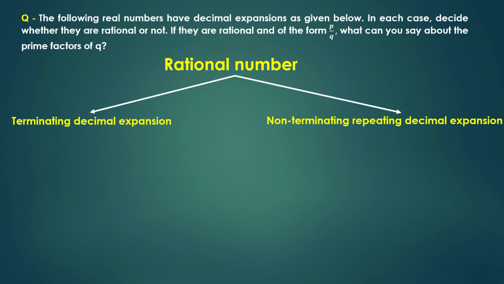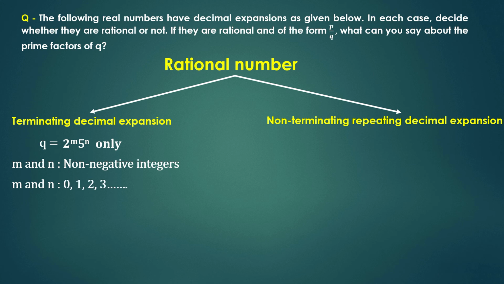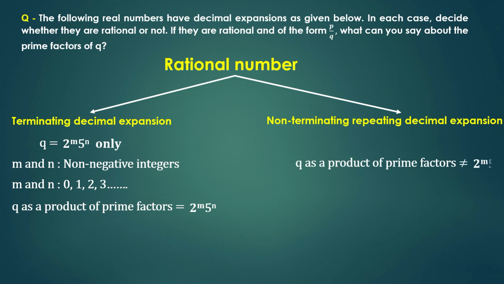In a rational number of the form p by q, a terminating decimal expansion has q in the form 2 to the power m into 5 to the power n only, which means it contains either the prime factors 2 or 5. Here, m and n are non-negative integers, which means m and n can take the values 0, 1, 2, 3 and so on. We can say that q as a product of its prime factors can be represented as 2 to the power m into 5 to the power n, whereas in a non-terminating repeating decimal expansion, q cannot be expressed in the form 2 to the power m into 5 to the power n.